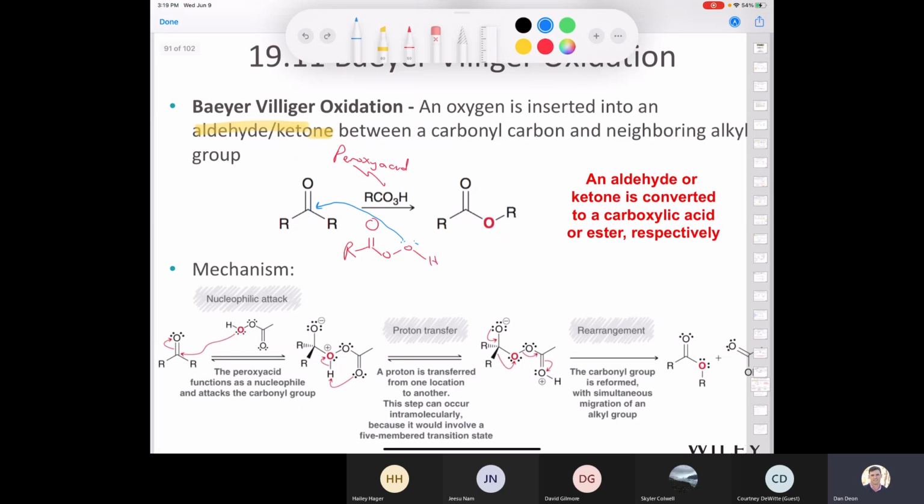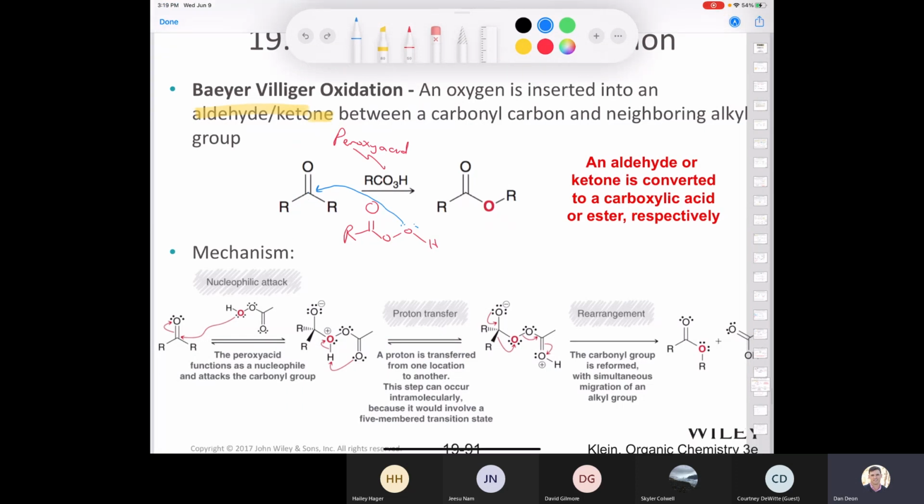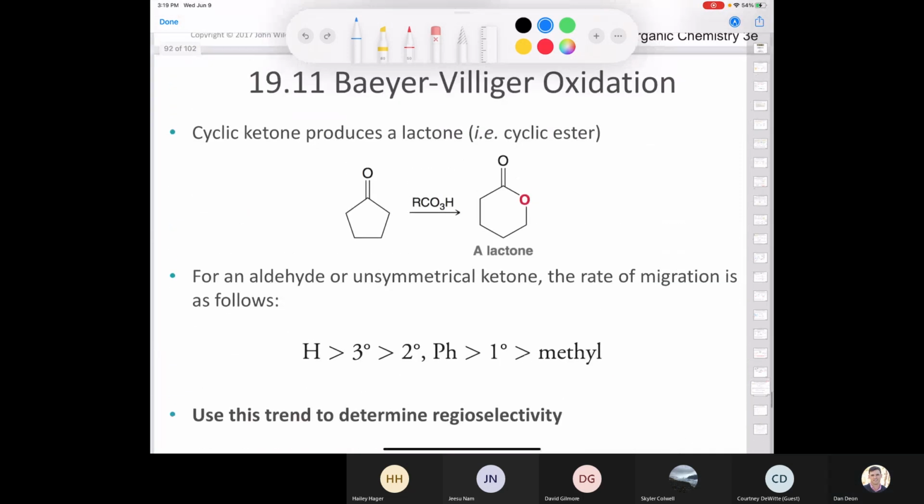Now the question becomes, what if my 2 R groups are different? What if it's R and R prime, for example? What do I do then? Well, we're going to talk about that in a second. But if you take a cyclic ketone and you try this reaction, right, this is symmetrical. So it doesn't matter which side we put the oxygen. We can put it here or here. We end up with the same thing. But when you have an ester that's cyclic, that's inside a cyclic compound, it's not called an ester anymore. It's called a lactone. And that's a new functional group that you need to be aware of.